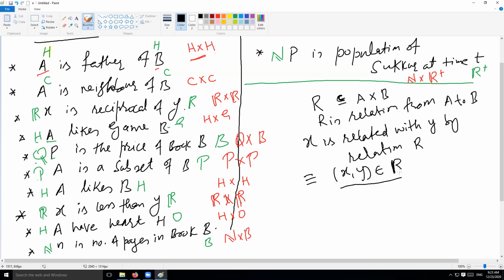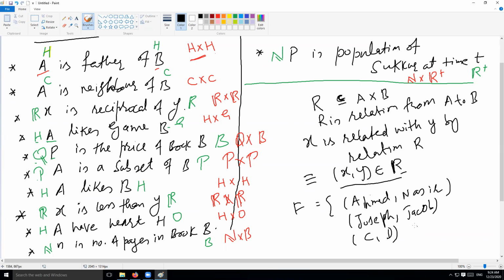And this relationship must have some description actually. So for example, I'm saying F is the relationship of being a father. And say F contains these things: Ahmed and Nasir, Joseph and Jacob, and I don't know, Joseph, Jacob, and say C and D, whatever. So there can be several things.